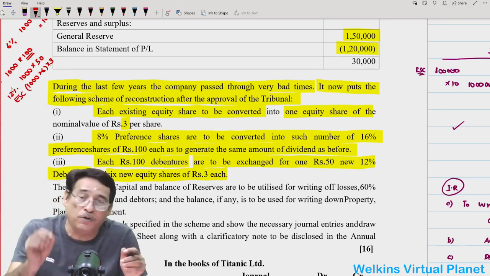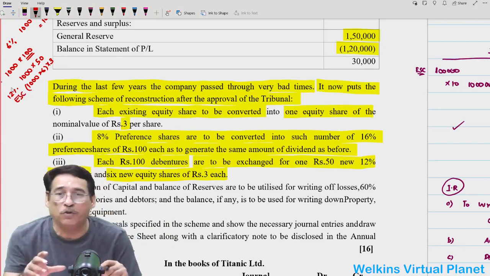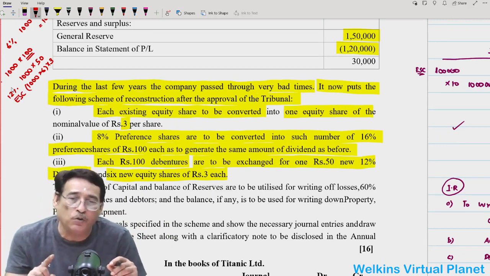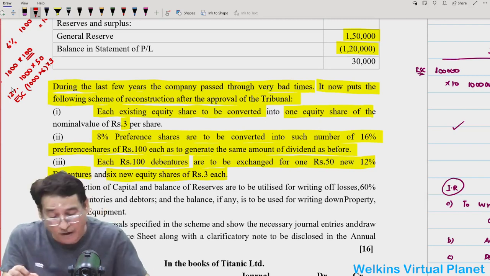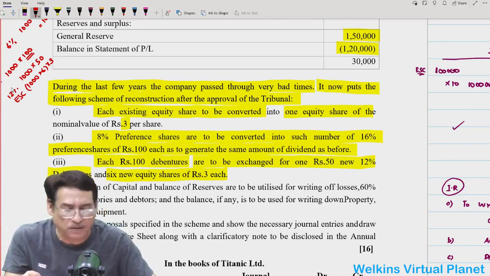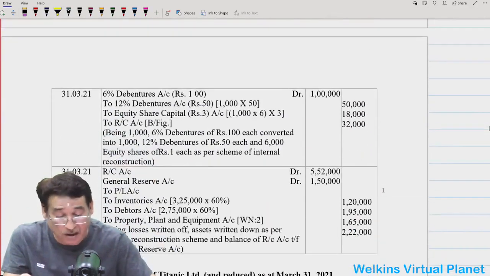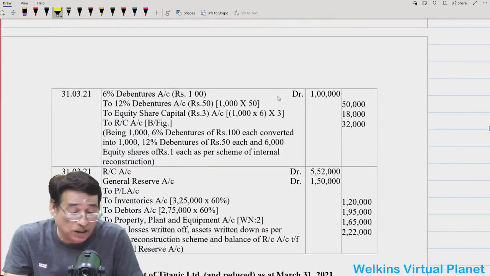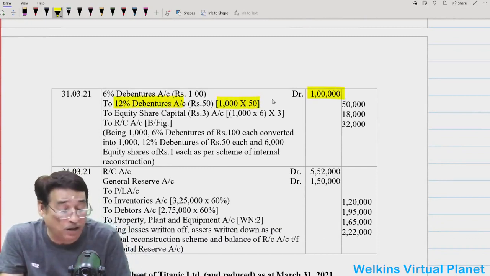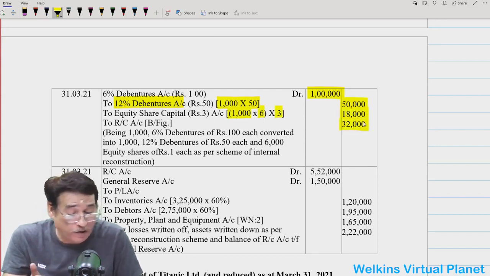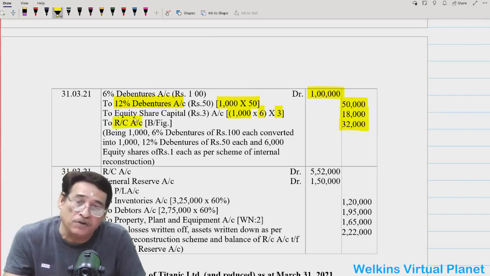So this is the entry you are going to pass here. 6% debenture account debit to 12% debenture account, 1000 into 50, to equity share capital 1000 into 6. Each debenture holder will get 6 equity shares. So this is the entry which you are supposed to pass. You can see 6% debenture account to 12% debenture account, 1000 debentures at the rate of 50, 50,000, and we have issued them equity shares: each debenture will get 6 equity shares of rupees 3 each, 18,000. So we will save 32,000. It will be transferred to reconstruction account.